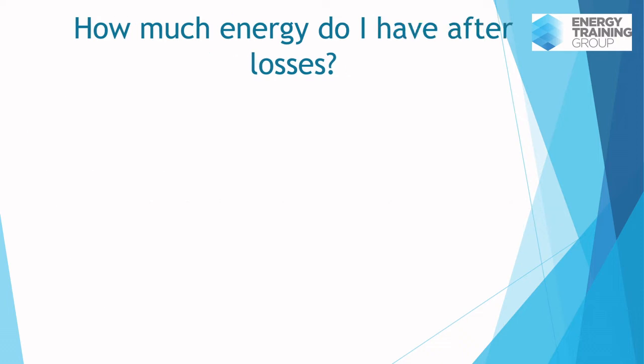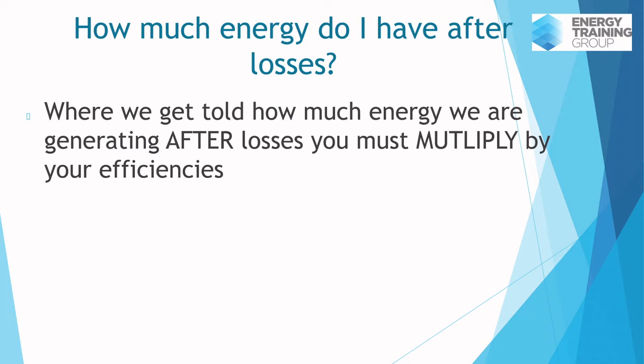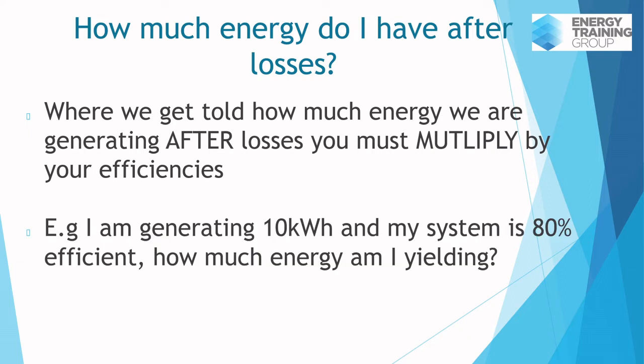The other question you will get is how much energy do I have after losses? When we're generating a certain amount of energy, and we want to know how much energy is going to come out the other end of the system, we know there's going to be loss, so the number's going to get smaller. If the number's going to get smaller, you have to multiply by your efficiencies. So let's say I'm generating 10 kilowatt hours and my system is 80% efficient. How much energy am I getting out the other end? You do 10 multiplied by 0.8 and you'll see we are yielding 8 kilowatt hours.